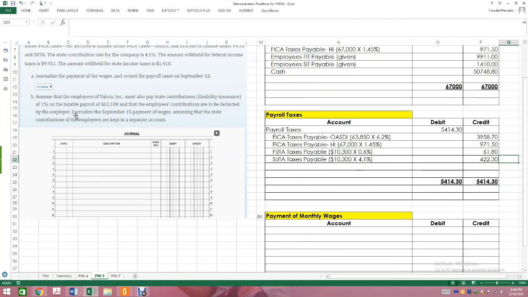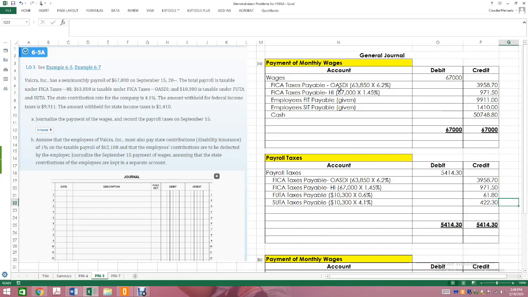Okay. Now, the second part of the requirement says, assume that the employee must also pay state contributions for disability insurance of 1% on the taxable payroll of $62,100, and that the employee's contributions are to be deducted by the employer. So they're asking us to journalize the September 15th payment of wages, assuming that the state contributions of the employees are kept in a separate account. Okay, so now they're asking us to recalculate the amount of the payroll entries.